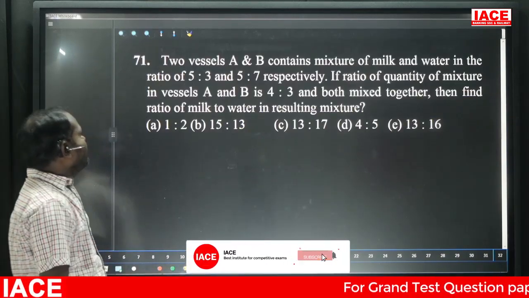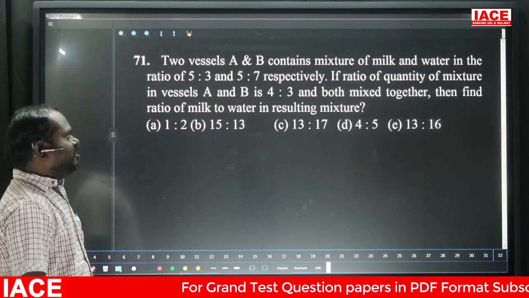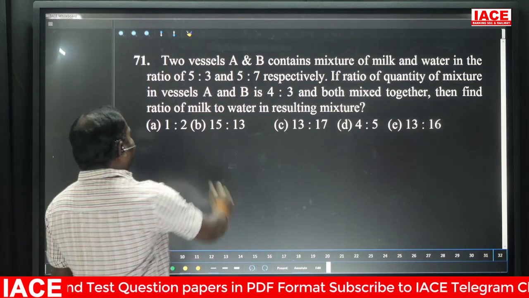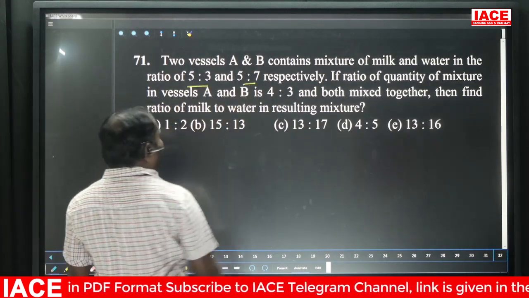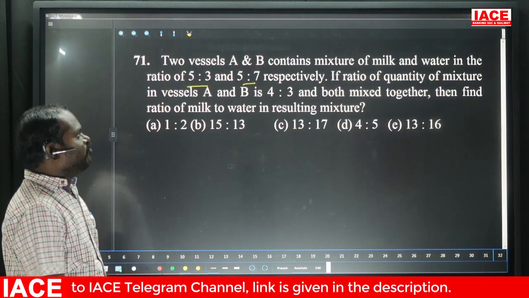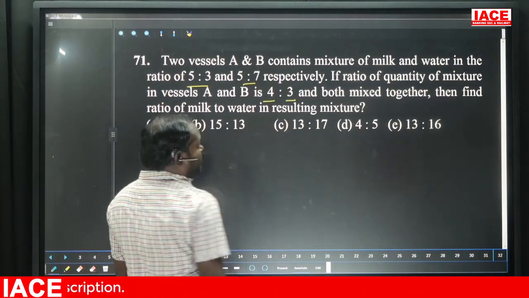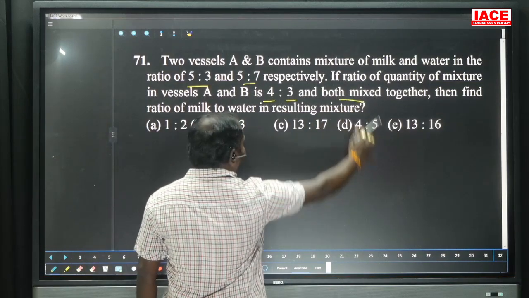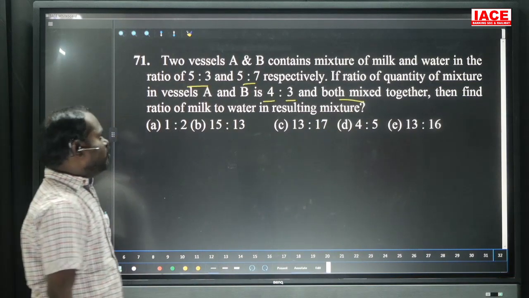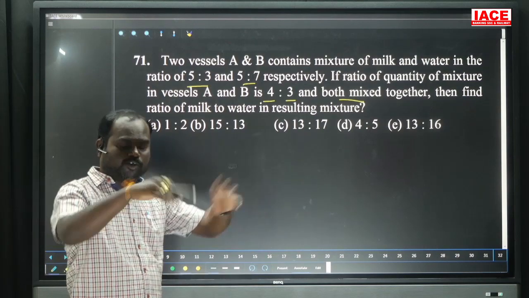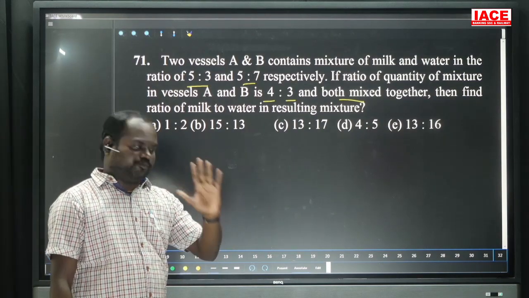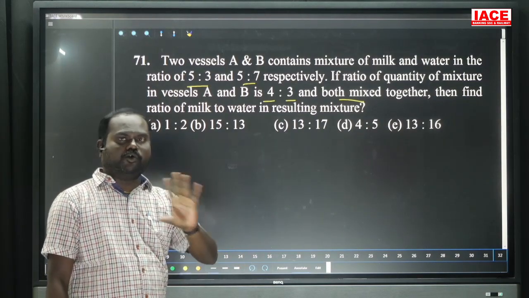71. Two vessels A and B contain a mixture of milk and water in the ratio 5 to 3 and 5 to 7 respectively. If the ratio of the quantity of mixture in vessel A and B is 4 to 3, and both are mixed together, then find the ratio of milk to water in the resulting mixture. Both are mixing together, after that we should find the ratio between milk to water.